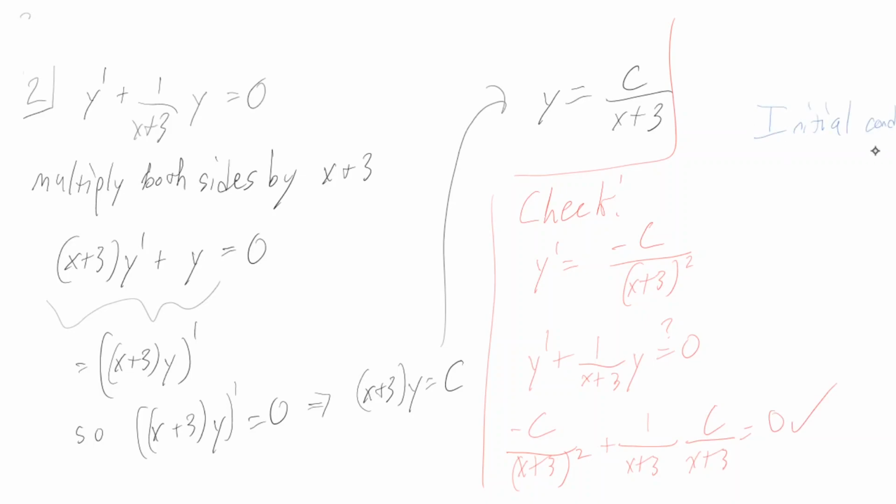And again, you might be given initial conditions, say y of 0 equals 1, and you plug that in and just solve for c, and that'll give you a particular solution. So in this case, y equals 3 over x plus 3. So in this example, we multiply both sides by x plus 3. And in general, this strategy is what integrating factors is all about.